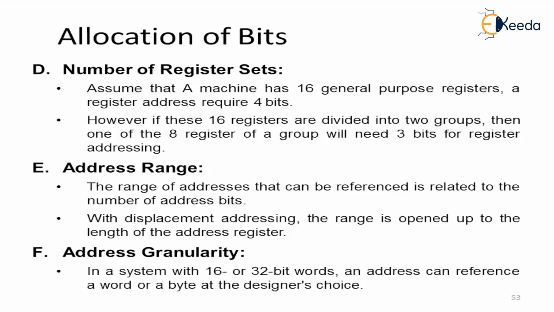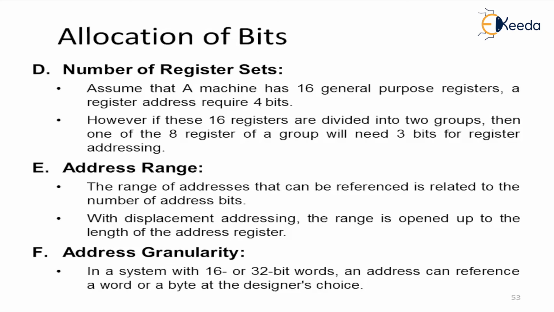Address range. The range of addresses that can be referenced is related to the number of address bits. When we say the range of addresses that can be referenced, it means the bits which hold the source and also the destination. The source and the destination are known, so we can have the address range. With displacement addressing, the range is opened up to the length of the address register.